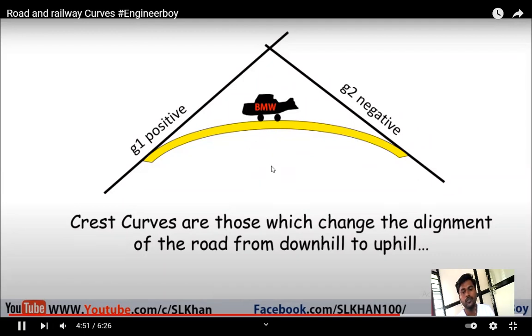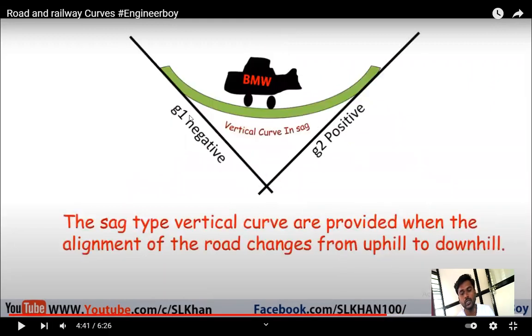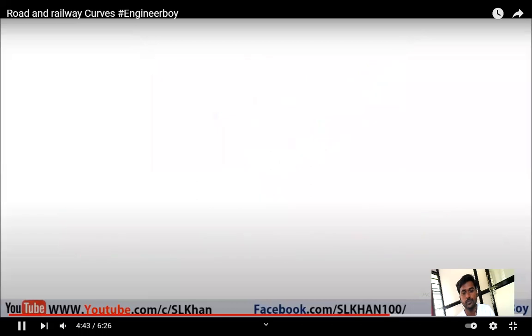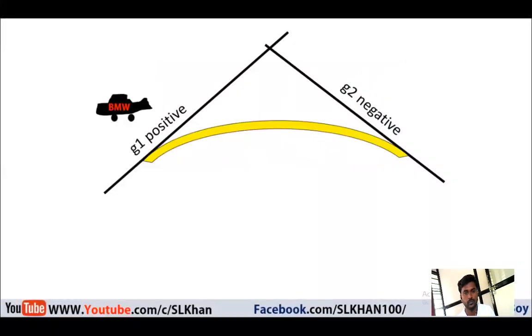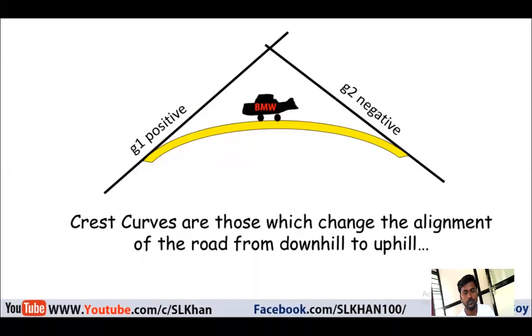And if the vertical curve is downhill, that is a valley curve. What is the valley curve you see in this figure? A valley curve is when the first gradient is negative and the other gradient is positive. Negative means descending, and positive means ascending. If the first gradient is negative and it meets the second gradient, which is positive, it gives a vertical valley curve. So this is basically the difference. Similarly, crest curves are those which change the alignment of the road from uphill to downhill.